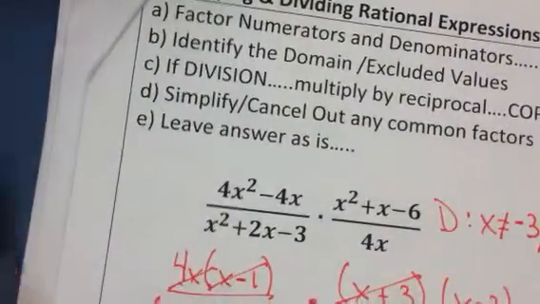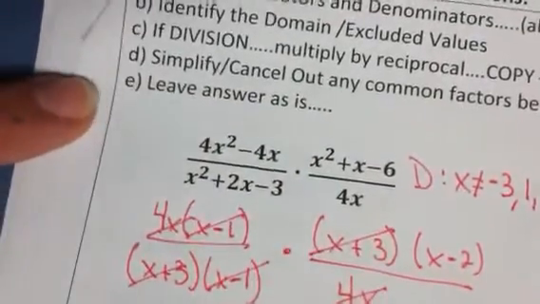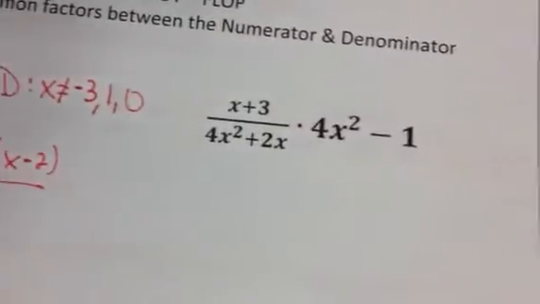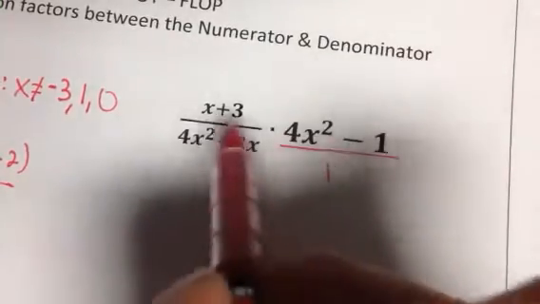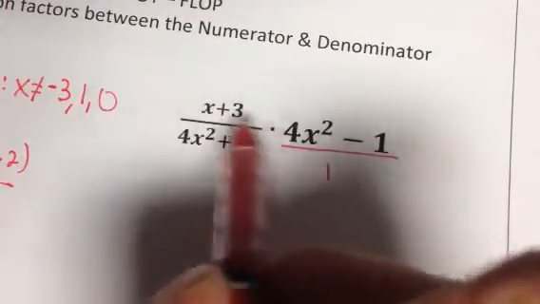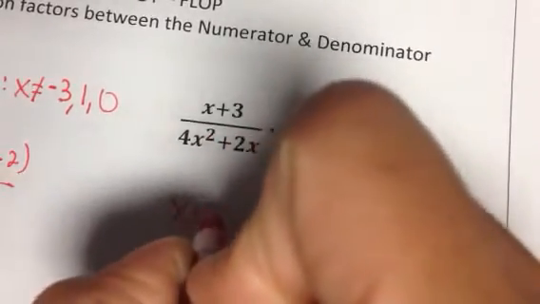Leave the answer as is. Sometimes you might be able to add some like terms, but that doesn't happen here on E. Okay? So let's go to the next one. So first, let's just make that into a fraction. x plus 3, that's linear, you can't factor on this one, so I'm going to leave that alone.